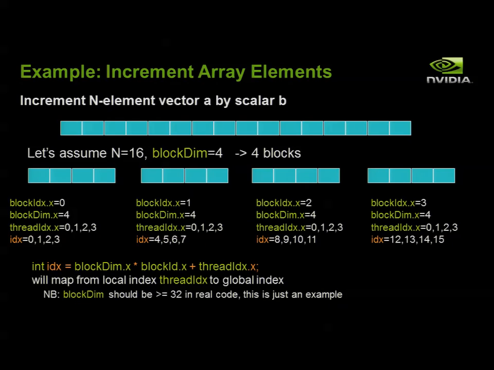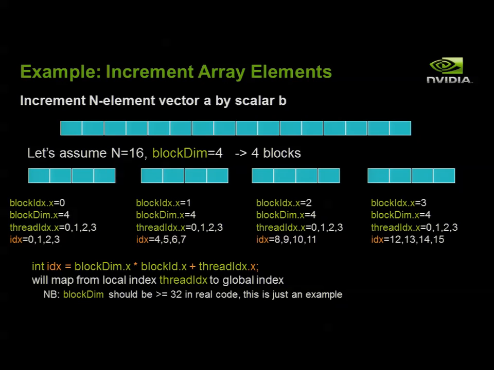block dimension of each one of those will be the same. It's always 4. And the grid dimension we're not even referring to here. The grid dimension would, again, be 4, because we have 4 blocks in the grid.